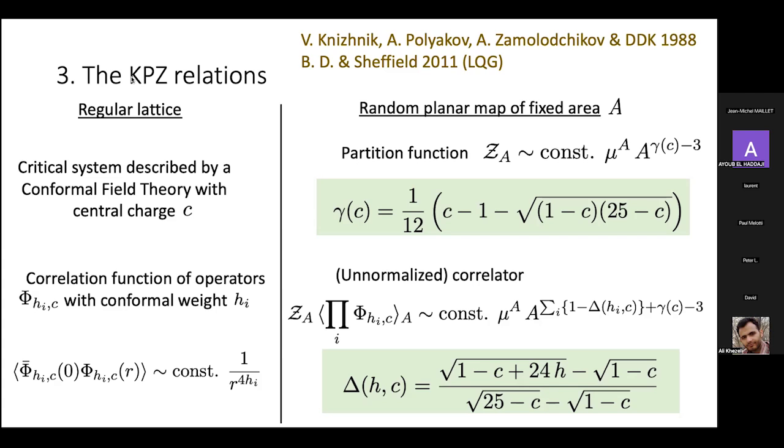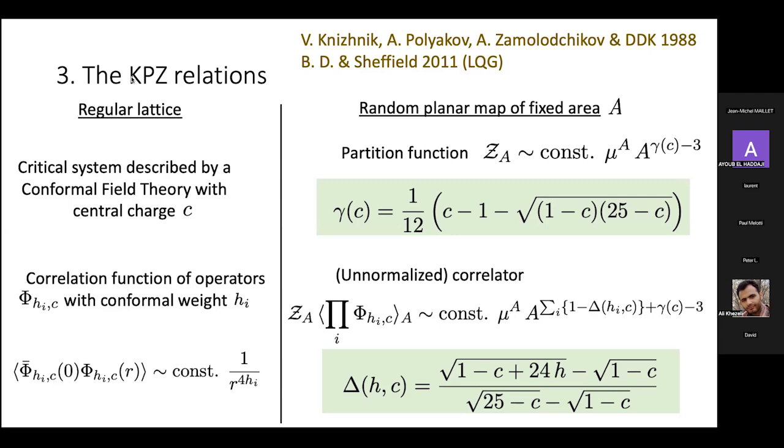Why 1? Because your insertion can be at any place on your random surface. So you have a factor A because you put the insertion at any place. You don't know where you are. You always sum over the possibilities. And then you have a decay of the correlation function with a factor, exponent minus delta. That exponent minus delta is called the scaling exponent in quantum gravity. So it is the delta of h_i and C, just the image in quantum gravity of your exponent h_i.